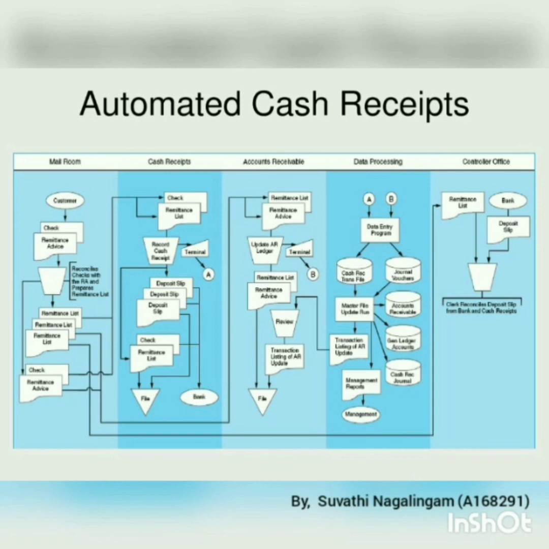Data processing department. At the end of the day, the batch program reconciles the journal voucher with the transaction file of cash receipts and updates the AR subsidiary and the general ledger control accounts. The system produces a transaction listing that the AR clerk will reconcile against the remittance list.